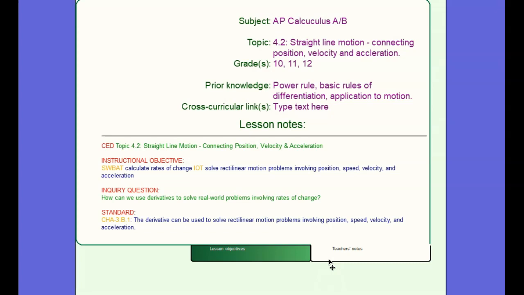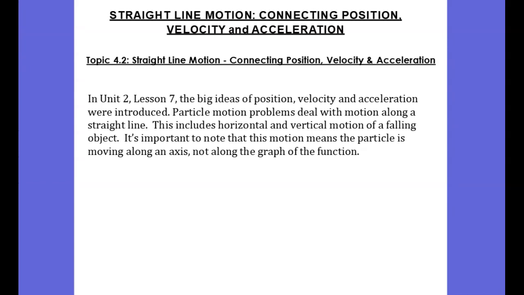Our standard is CHA-3.B.1. The derivative can be used to solve rectilinear motion problems involving position, speed, velocity, and acceleration. Take a moment and think about how this standard could be assessed on the AP Calculus test. We have already dealt with position, velocity, and acceleration in Unit 2, but here we concentrate on one-dimensional motion, either horizontally on the x-axis or vertically on the y-axis, such as a falling body. Note that the motion in this case is confined to an axis and not the graph of the function.